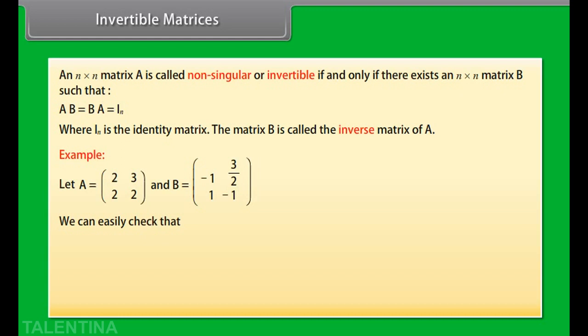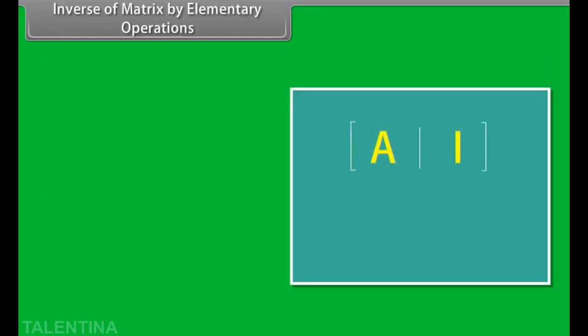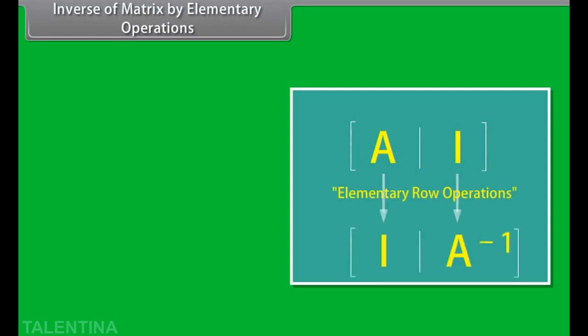We can easily check that AB is equal to BA is equal to the identity matrix. Hence A is invertible and B is its inverse. Inverse of a matrix by elementary operations. This is a fun way to find the inverse of a matrix.